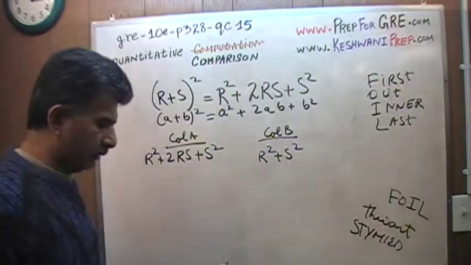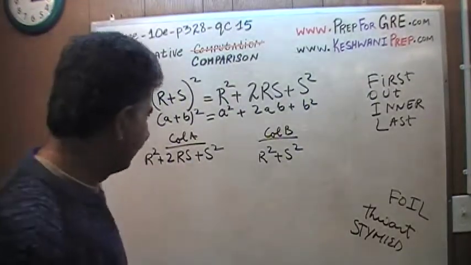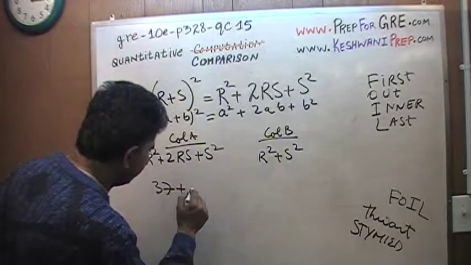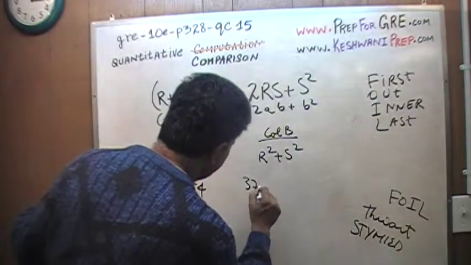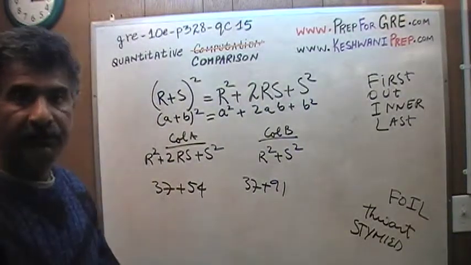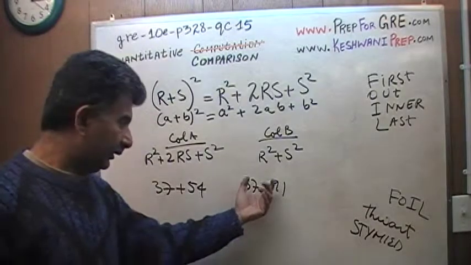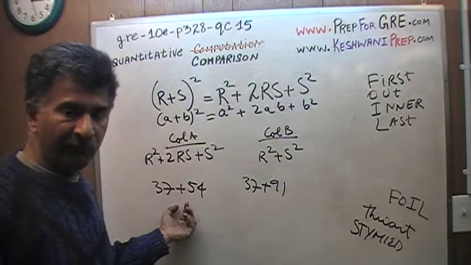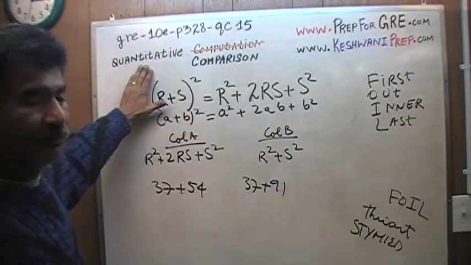And they want us to compare the two quantities. So let's compare them. Well, the very first thing we can do here, for example, if I ask you which quantity is bigger, 37 plus 54 or 37 plus 91, you could actually sit there and add up these two numbers, and then add up these two numbers, and then proudly announce to me that this quantity is bigger than this quantity. But if you were to do that, you would have forgotten what these questions are called.